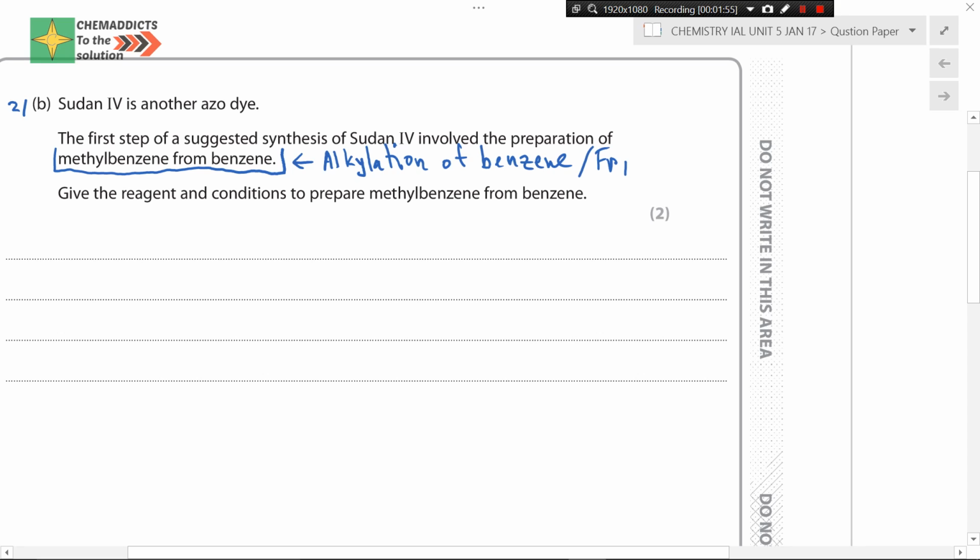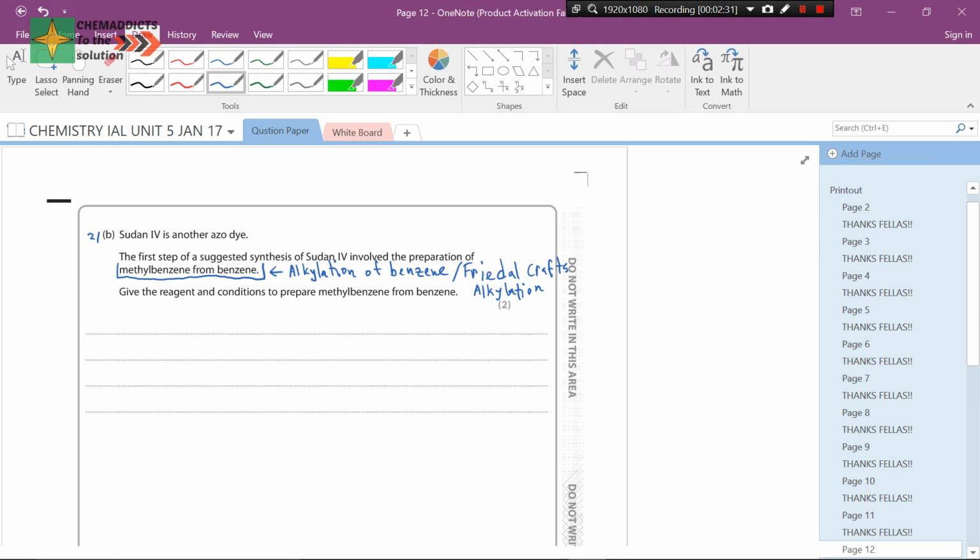What's the spelling, fellas? F-R-I-E-D-E-L, Friedel Crafts alkylation. So the process that we are going to carry out is alkylation of benzene or Friedel Crafts alkylation. Sorry for my handwriting, fellas. Before answering this question, let's talk a little bit about alkylation of benzene or Friedel Crafts alkylation. We're going to talk in detail about it.